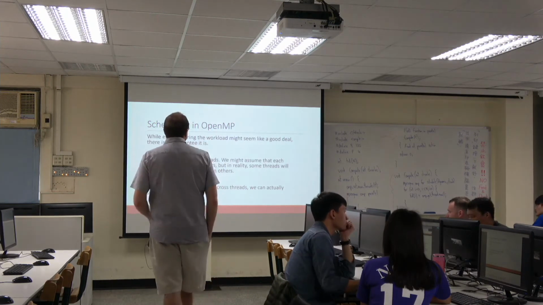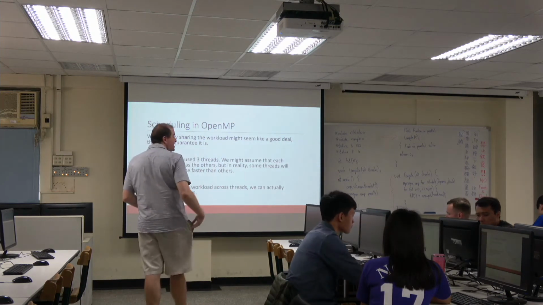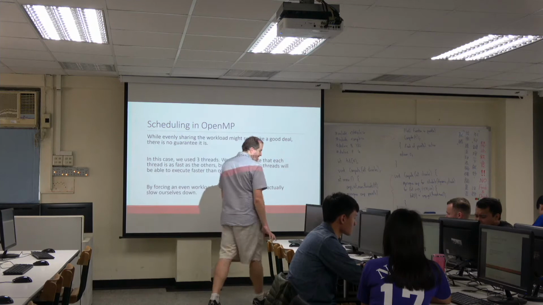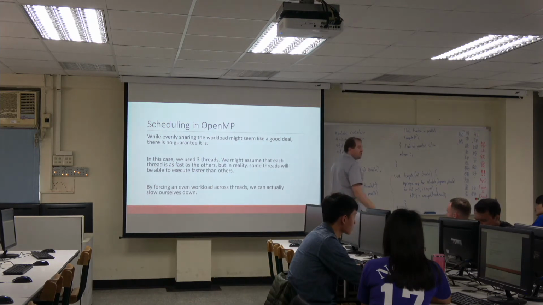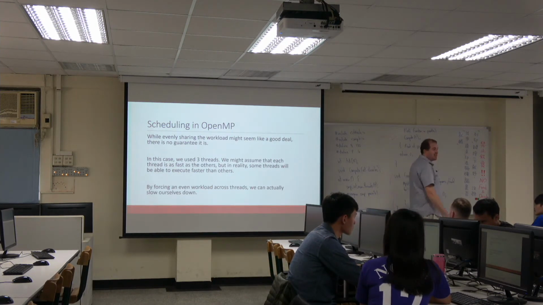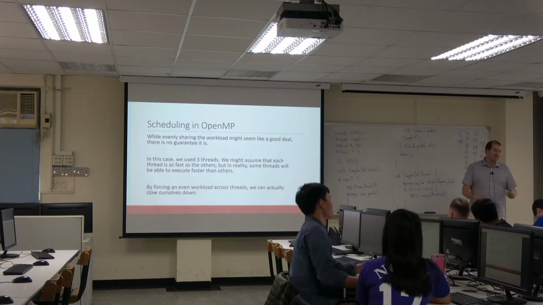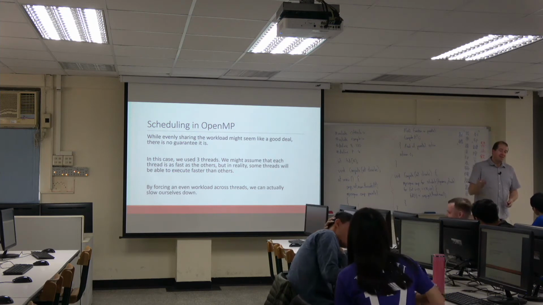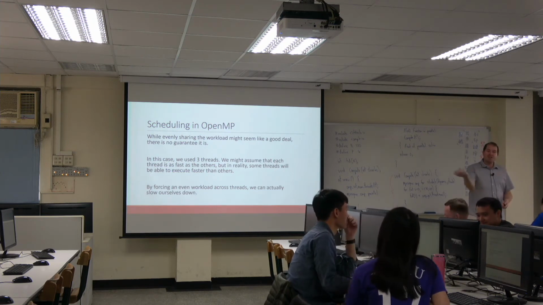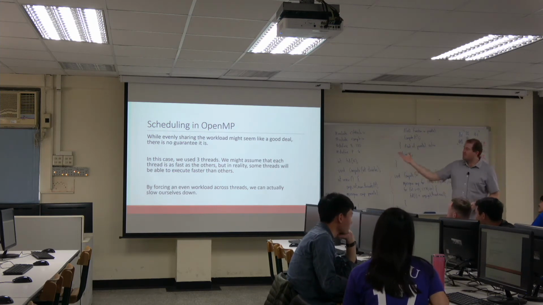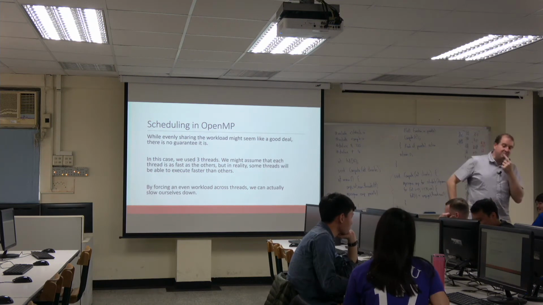We might assume that each thread is as fast as the others, but in reality, some threads are faster. I don't know why. Students have different speeds. You're made of the same stuff. You're meat and blood. You have more hair than I do, or less. We're about the same with hair. There's not much you can do. But theoretically, we should all be as quick.